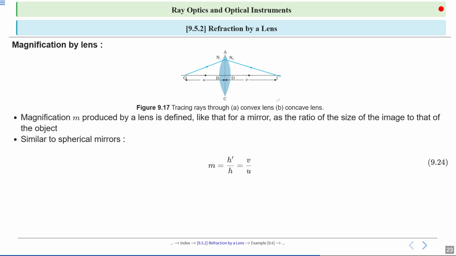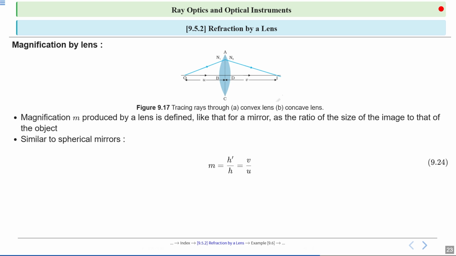Why? Because in mirrors, we derive this formula by using the image formation by concave mirror. In the case of concave mirror, the real image is inverted, so H dash is taken as negative, H as positive. And the image is formed on the same side of the object, so both image distance and object distance are taken as negative. So minus H dash upon H equal to minus V upon minus U. After cancelling out the negative signs, it became H dash upon H equal to minus V upon U in the case of mirror.